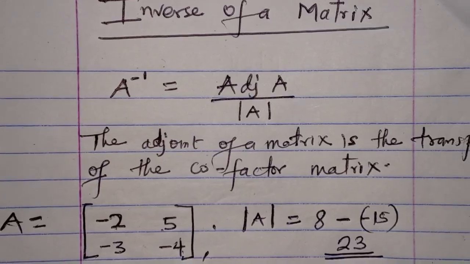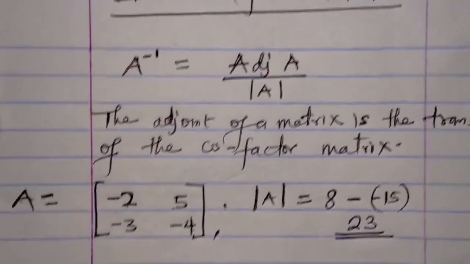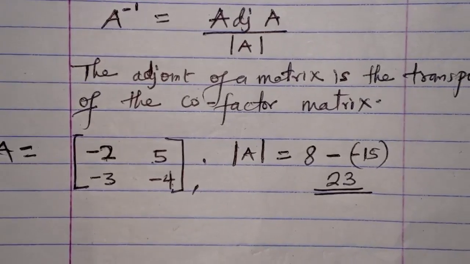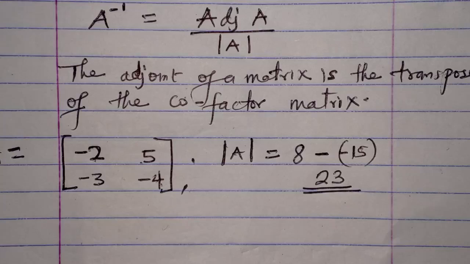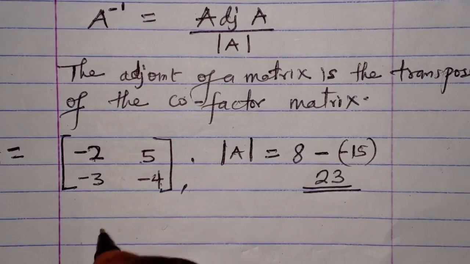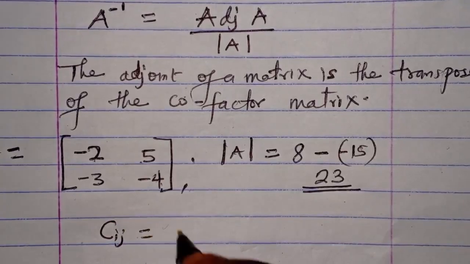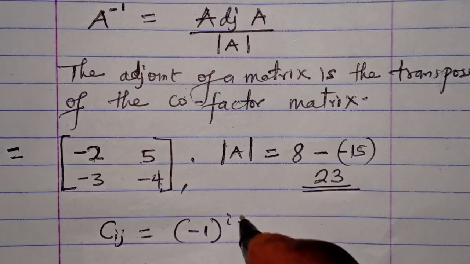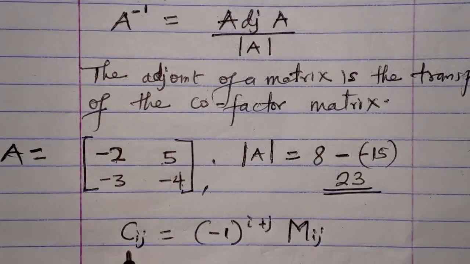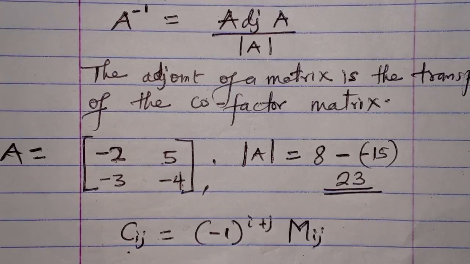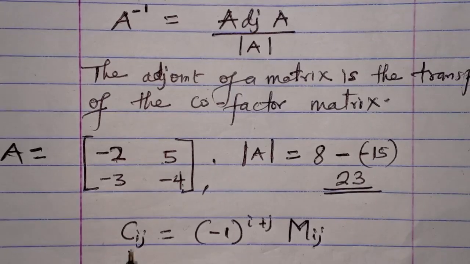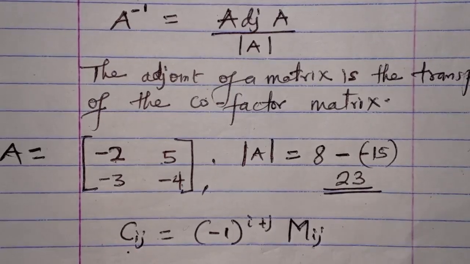Let's now determine the adjoint of the matrix so that we can get the inverse. The adjoint of a matrix, like I said earlier, is the transpose of the cofactor matrix. To obtain the cofactor, we use the formula Cij is equal to minus 1 to the power of i plus j times the minor. This is the cofactor and this is the minor. i represents the row and j represents the column. Before I can determine the cofactor, I need to get the minor.